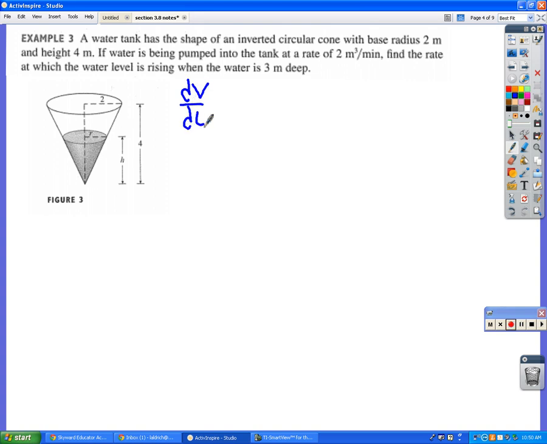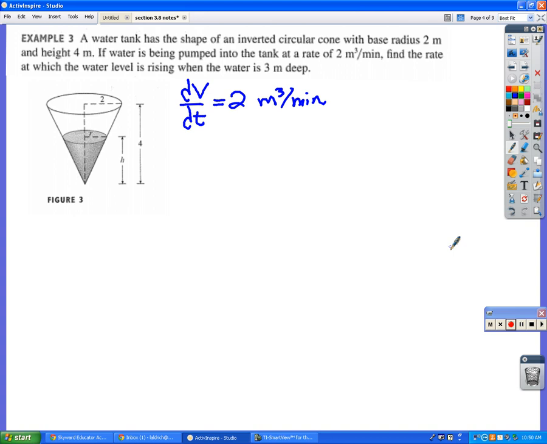Yes. Okay. And since water's being pumped into the tank, this is going to be a positive 2. If water was draining from the tank, it would be important for us to write that rate as a negative 2. If water is being pumped into the tank at a rate of 2 cubic meters per minute, find the rate at which the water level is rising. So we're looking for a positive answer when the water is 3 meters deep.